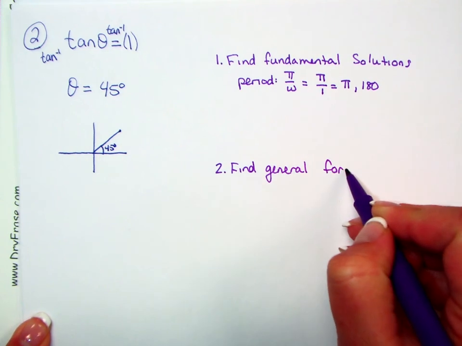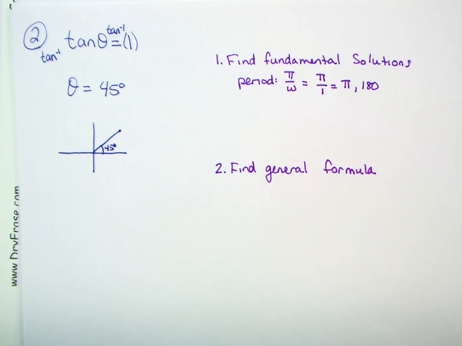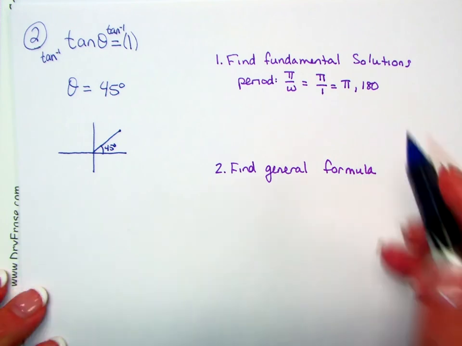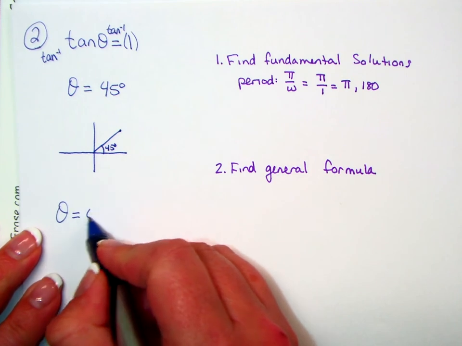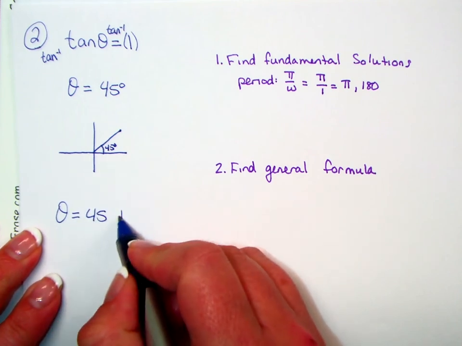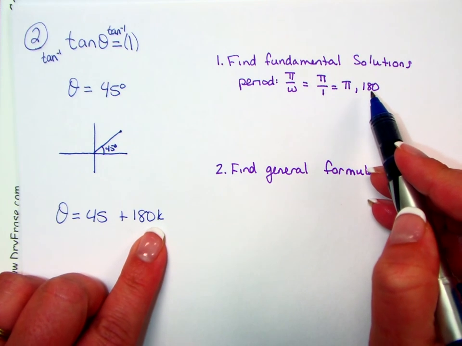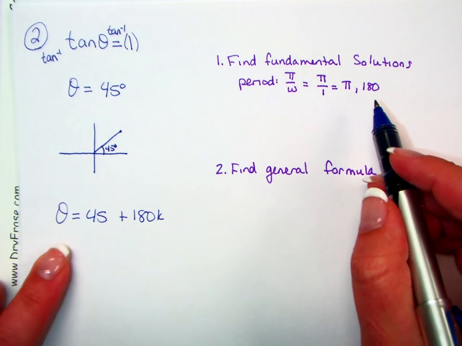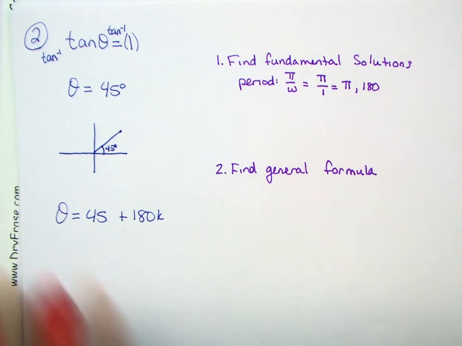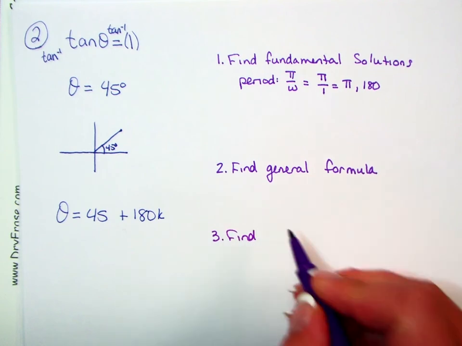And so to get the general formula, we want to add pi k to our fundamental solution. So we're going to get theta equals 45 plus 180k this time, because the fundamental period of tangent is only 180 degrees, right? Now, if we want to, let me add something else here. Say we want all the solutions from 0 to 360.